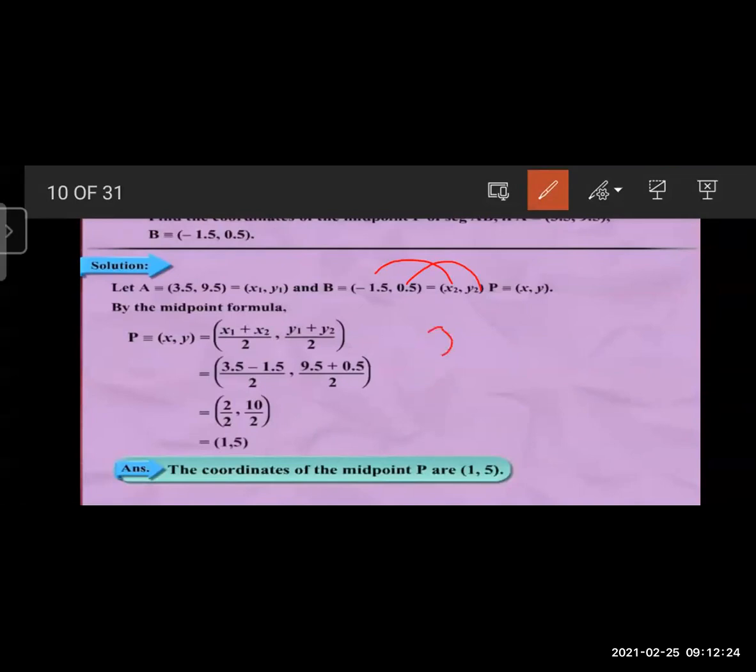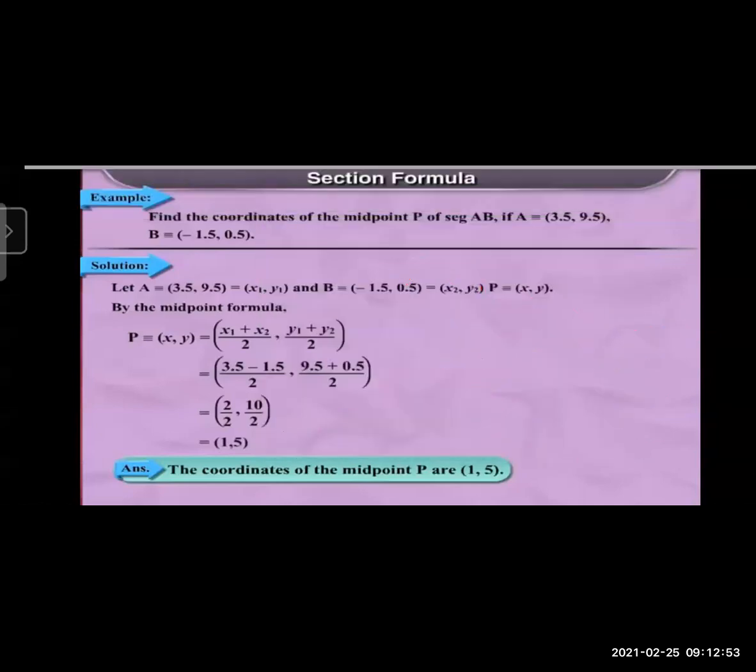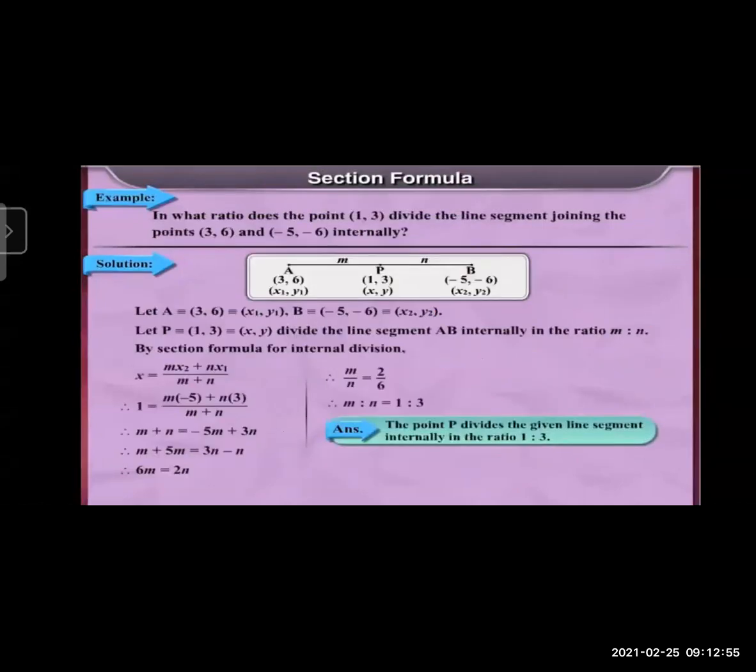3.5 plus minus 1.5 divided by 2. So this one is minus, plus, minus, minus. So we get 2 by 2, which cancels to 1. Similarly, 9.5 plus 0.5 is equal to 10. So 10 by 2 equals 5. So here we get the coordinates of the point P, which is the midpoint of the line segment AB. Simple question.